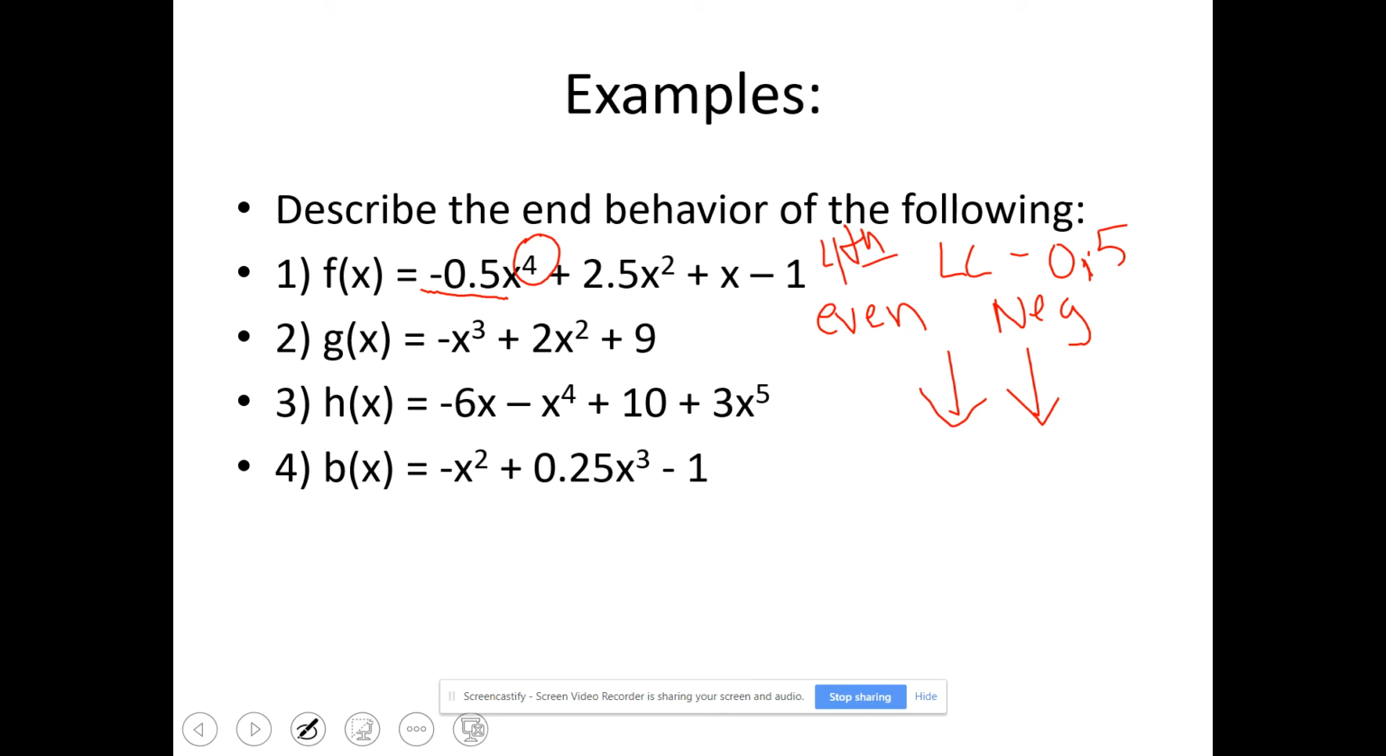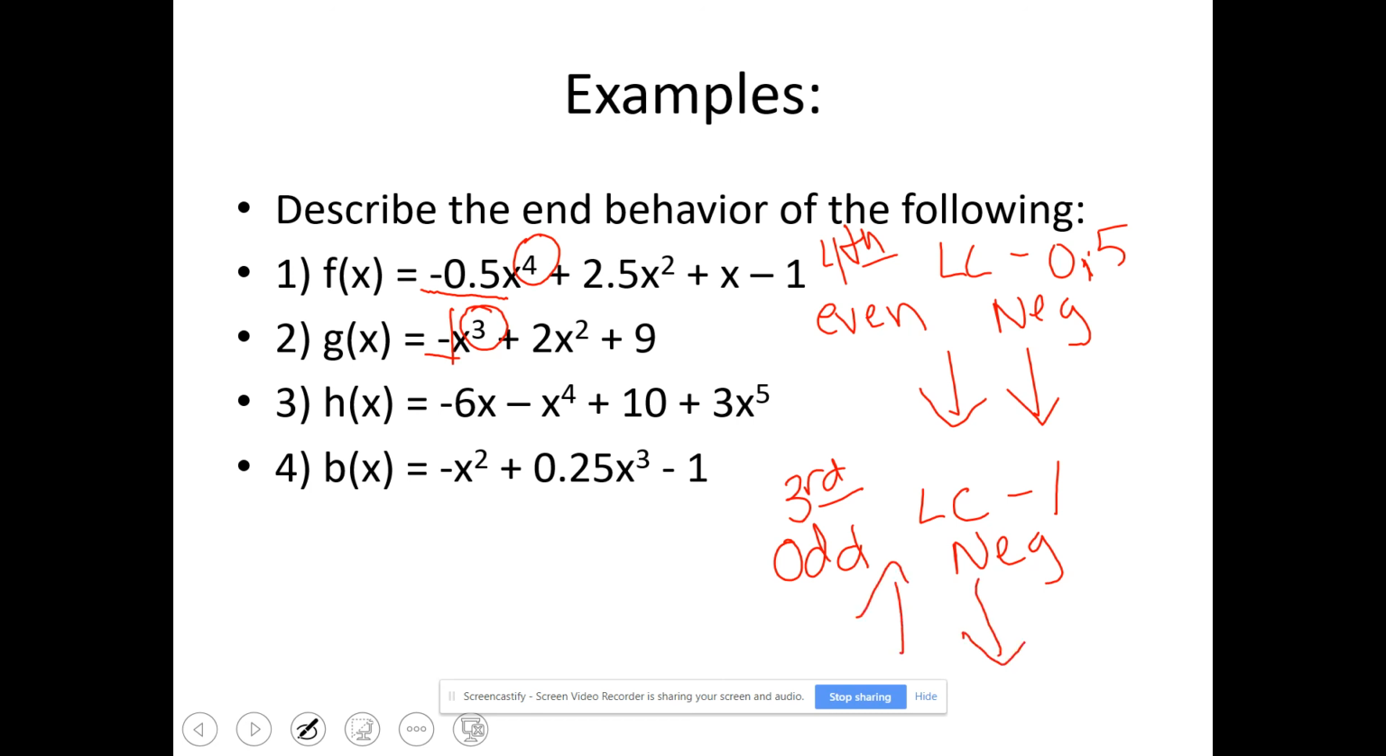Example 2. 3 is our largest exponent, and in front of that is a -1. So this is a 3rd degree, and my leading coefficient is -1. 3rd is an odd degree, and we again have a negative leading coefficient. So odd, negative, our ends will go up on the left and down on the right.